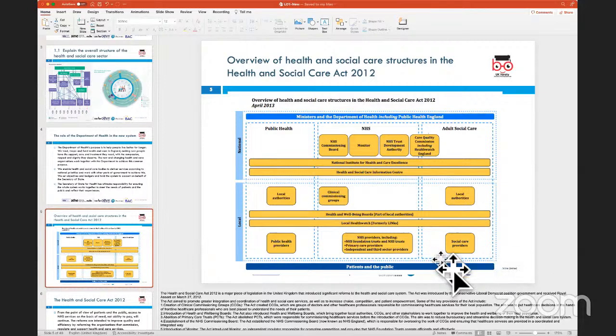So overall, if I look at the structure of why this act was introduced, we wanted to make sure that public health, NHS and adult social care and all the bodies which are working in between are able to talk to each other and are able to ensure that there is agreement on how the services are to be delivered. They are looking at delivering services which are quality driven.